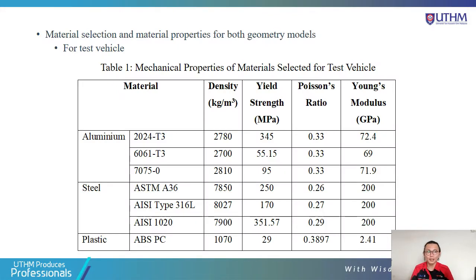So for the simulation of this research, the materials selected for the test vehicle are aluminium, steel and plastic. So note that plastic is also listed in the table. This material selection can be justified as front bumper of a vehicle commonly use special type of plastic such as ABS-PC. So appearing on the slide right now is the mechanical properties of each material selected for the test vehicle.